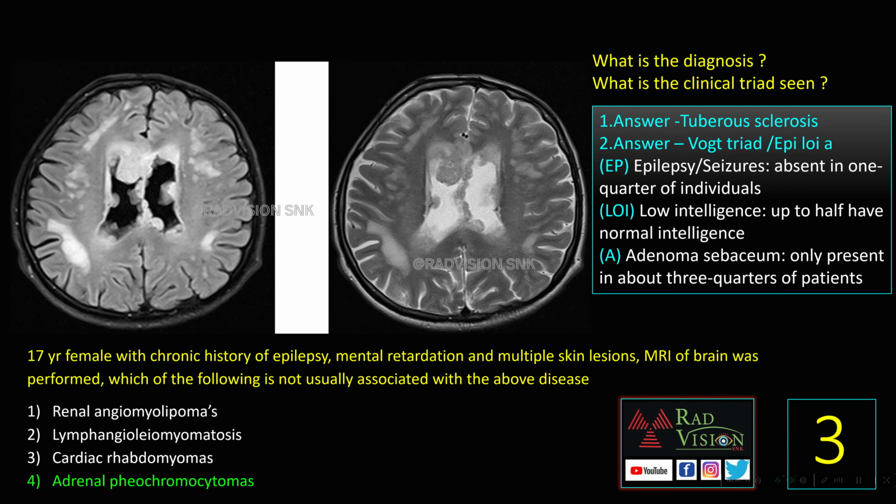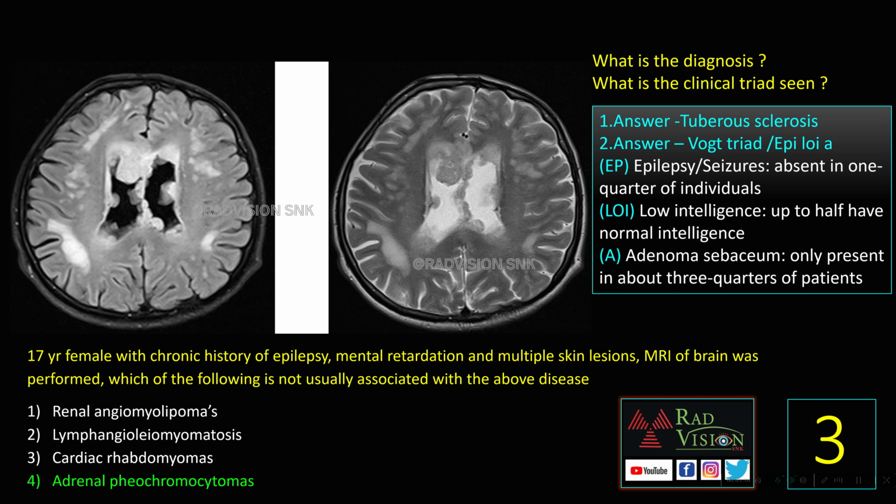In this case, you can see there are radial white matter bands, cortical tubers, and multiple subependymal heterotopic nodules or subependymal hamartomas. So this is a classical case of tuberous sclerosis. The triad seen is the Vogt triad, or EPILOIA. EP means epilepsy or seizures, LOI is low intelligence, A is adenoma sebaceum. These three form the Vogt triad.